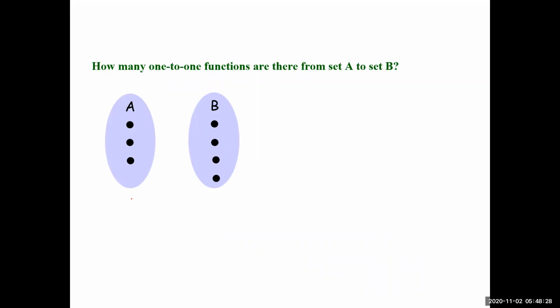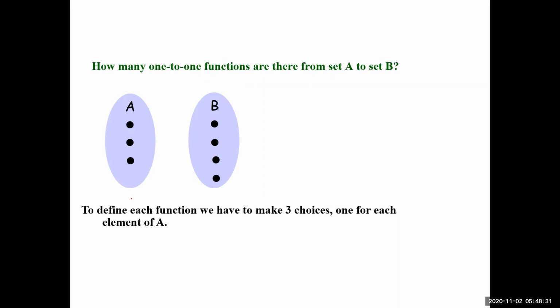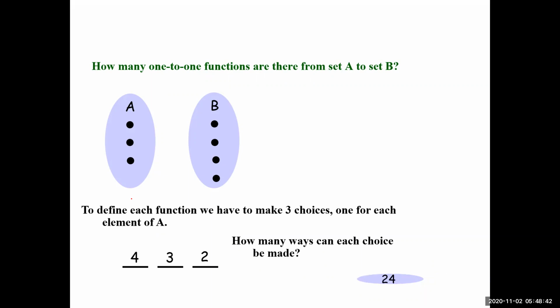How many one-to-one functions are there from set A to set B? To define each function, we have to make three choices, one for each element of A. How many ways can each choice be made? As this is a one-to-one function, the first element will have all the four choices available. For the second element from set A, there are only three elements in set B which are not mapped, so it has only three choices. And for the third element, there are only two elements left from set B, so it has only two choices. So 4 into 3 into 2. So there are 24 such choices available.